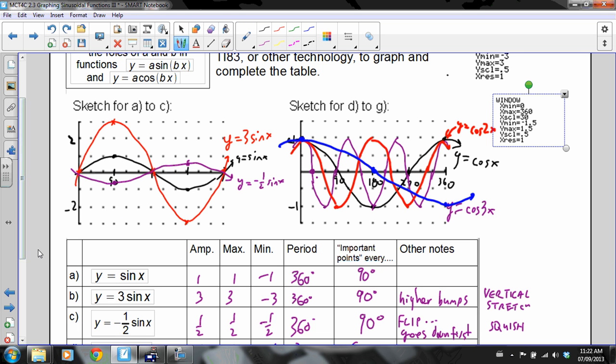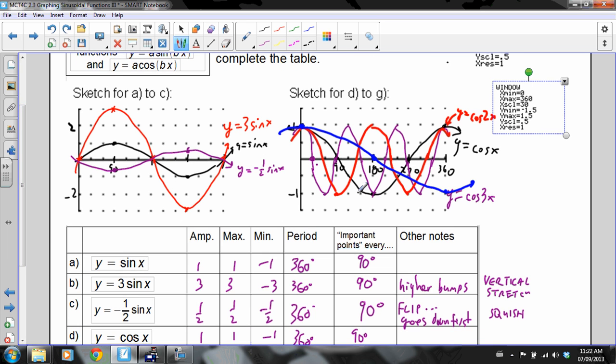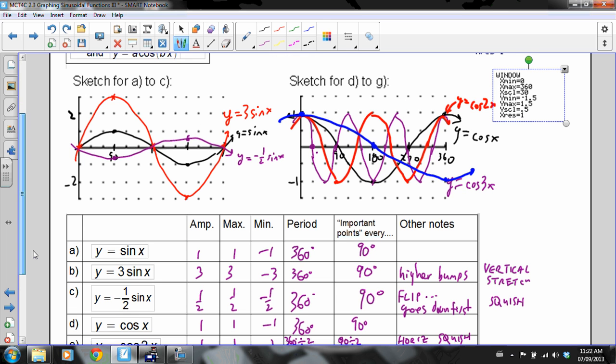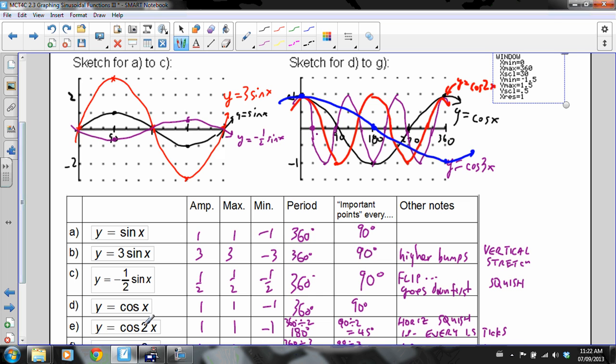Now, the next sketches, the black one here is the regular cosine graph that we're used to, but then we threw a 2 in there, in with the x, this one right here, and that ended up with, which one was it? It was this red one. And hopefully you did a decent job sketching that.